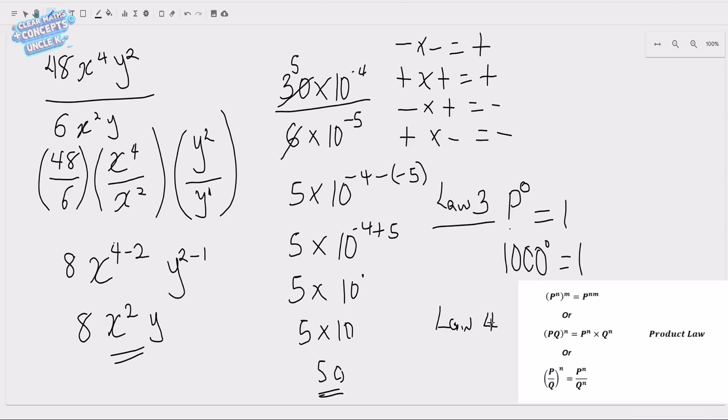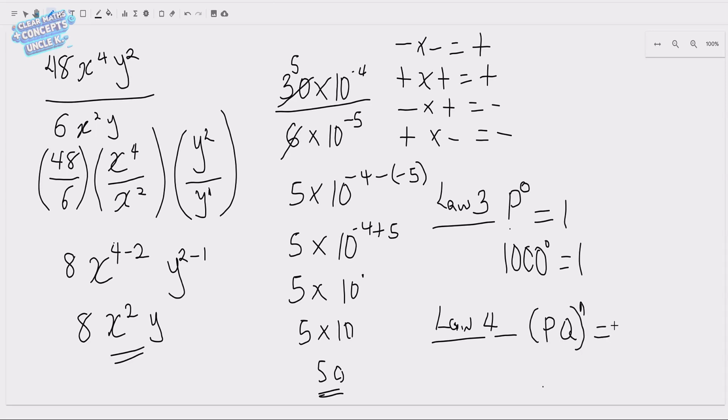Alright, so that's that for law 3. Then law 4. Law 4 states that when you have pq raised to the power of n, you have p raised to the power n times q raised to the power n. It means you can actually open it, and because p has a power of 1, 1 times n will give you 1. q has a power of 1, 1 times n will also give you 1.